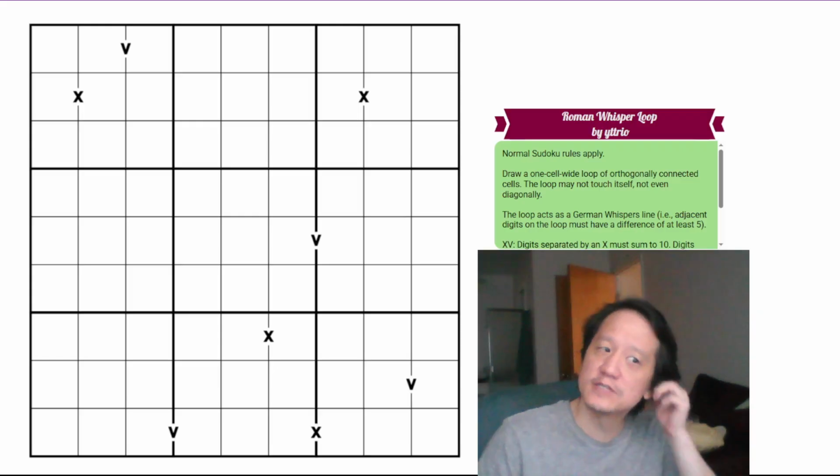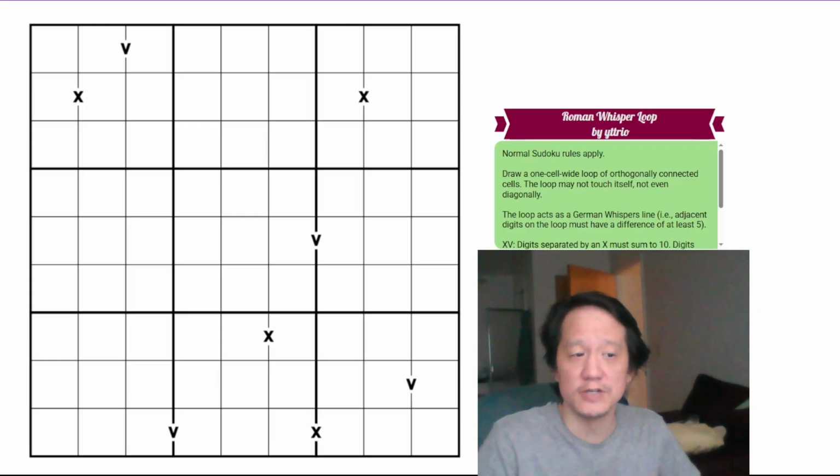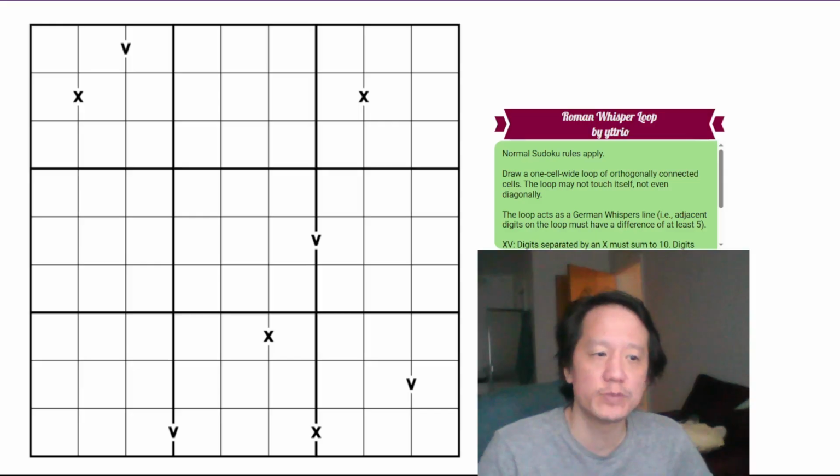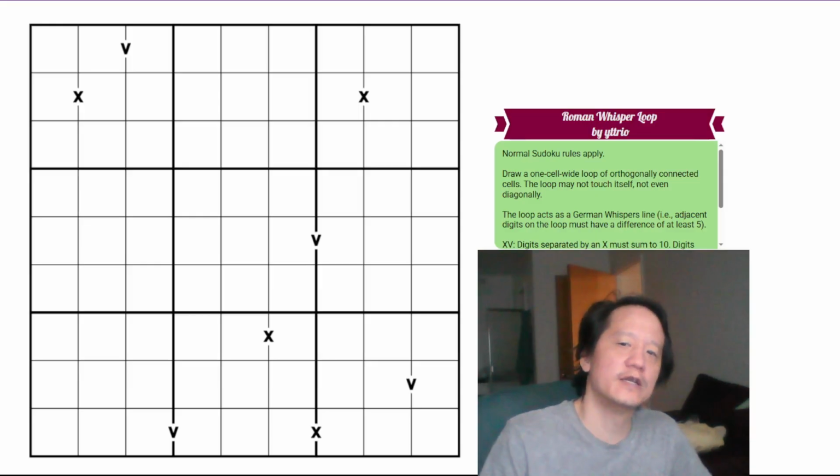And take that easiness with a grain of salt, because it's considered easy by the people on the Logic Masters Germany forum, and there's a lot of really smart people there. Today's puzzle is called Roman Whisper Loop, and it's by Yitrio. And here are the rules.